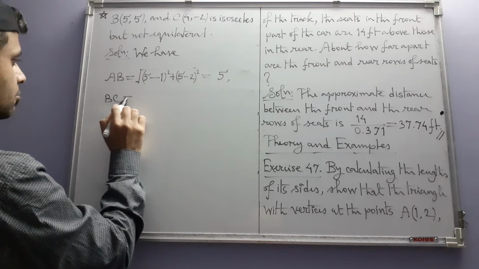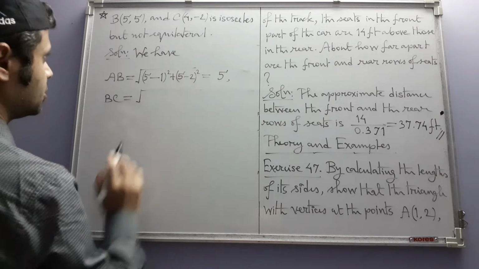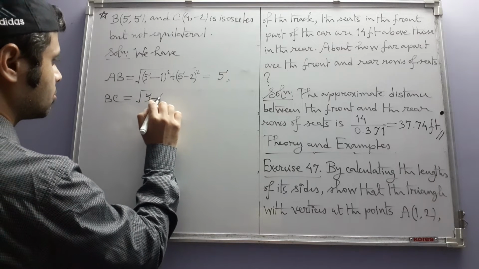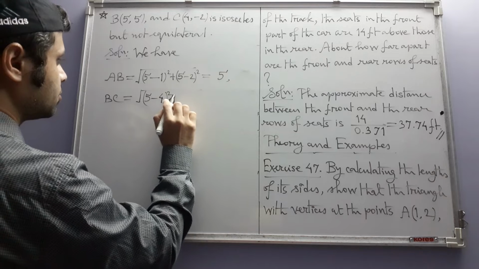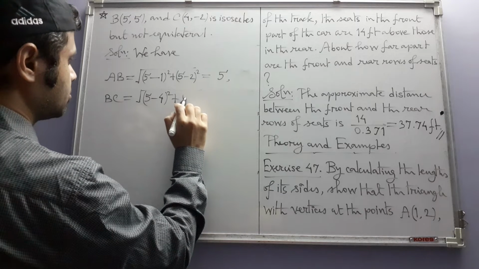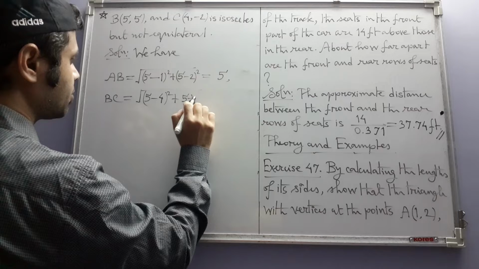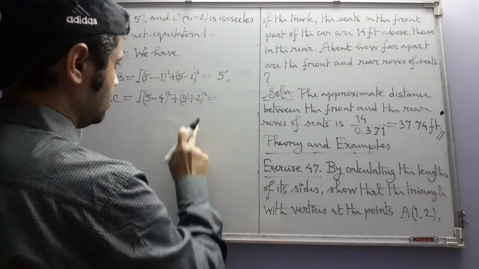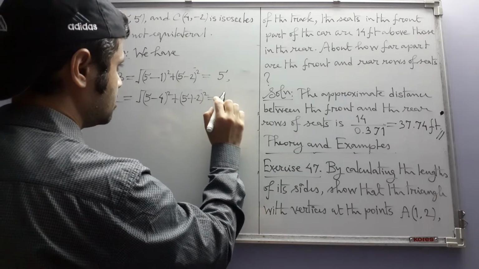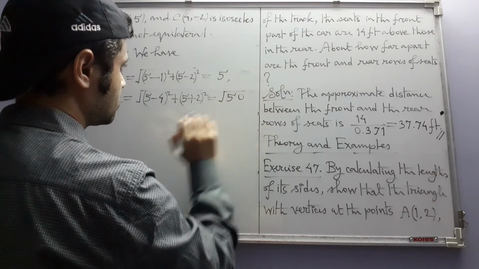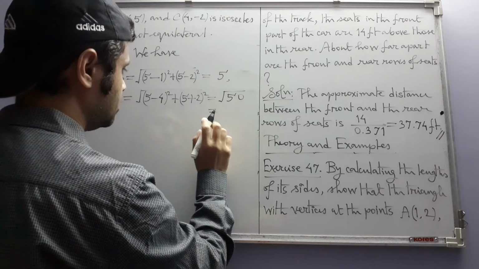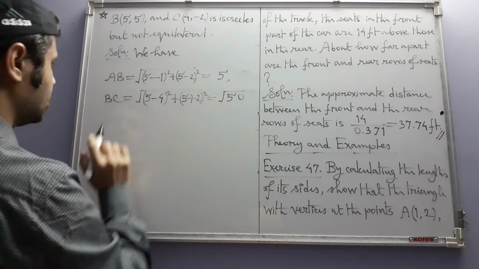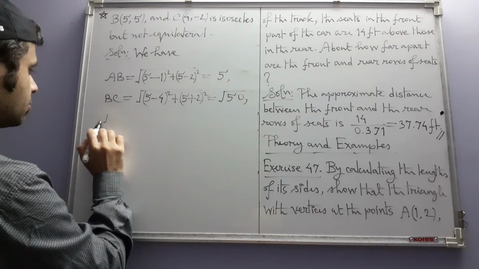Then the length of the side BC is (5 minus 4) whole square plus (5 minus 2, means 5 plus 2). So this is square root of 50, which, okay, it's not 5. That's what I mean, that we can see from here.